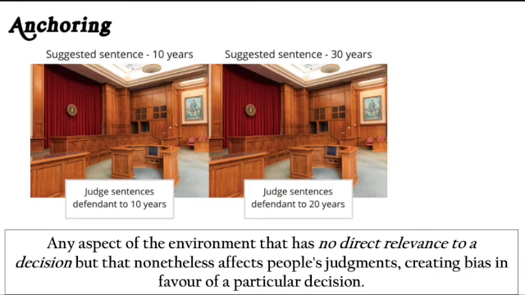So any aspect of the environment that has no direct relevance to a decision, but that nonetheless affects people's judgment, creates bias in favour of a particular decision. And this can be done via economic agents such as producers, especially with regards to price in their marketing mix.